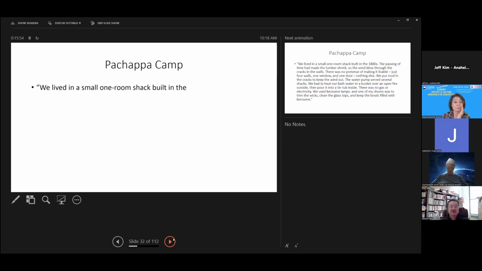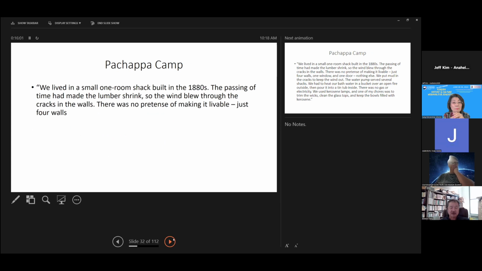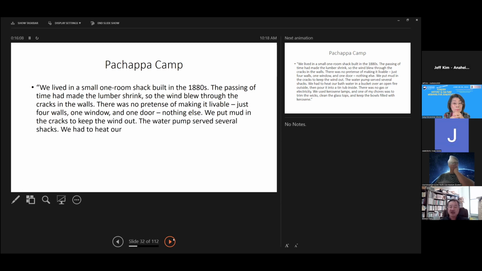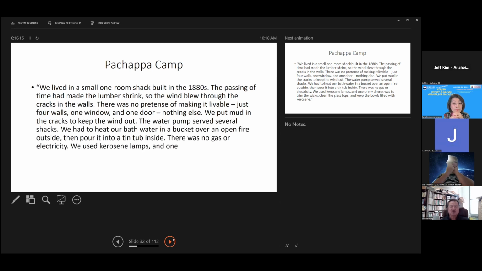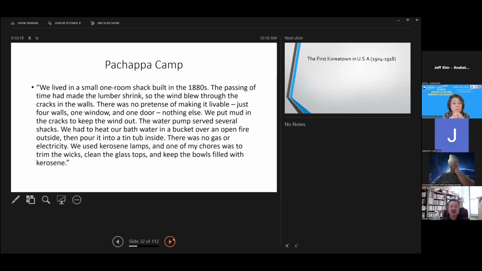And the physical description of Pachappa camp is that it's like a shanty town, with very poor living conditions. They lived in a small shack built in the 1880s. Originally, it was built by Chinese railroad construction workers. Time made the lumber shrink as the wind blew through the cracks in the walls. No pretense of making it livable. Just four walls, one window, one door, nothing else.